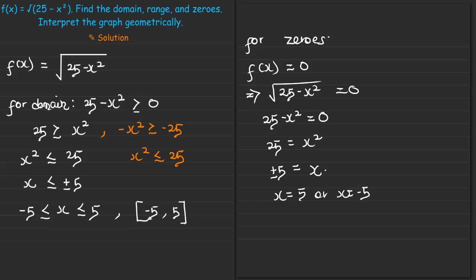These are the values for which f of x is equal to 0. So in total, what are we going to say? We say we have our domain being the interval between -5 and 5 inclusive, and our range being the interval between 0 and 5 inclusive, and then our zeros are plus or minus 5. Let's look at how this looks graphically.